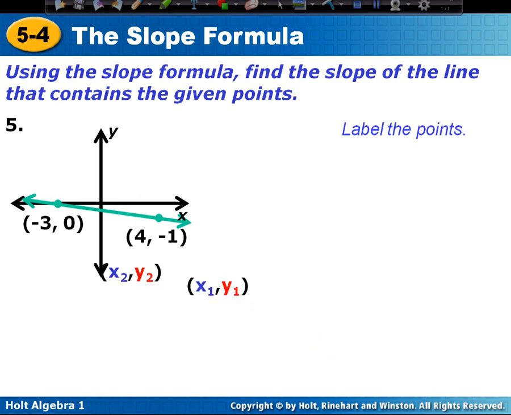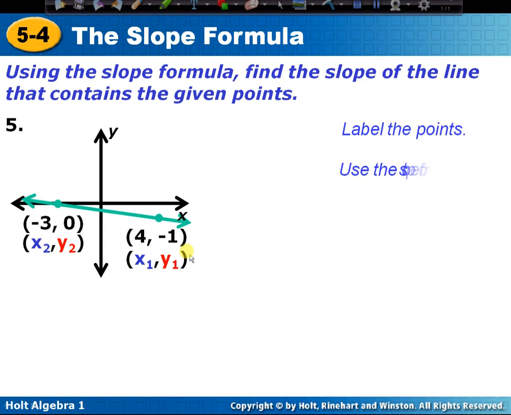All right, here's number 5. Again, we're given 2 points from this graph, negative 3, 0, and 4, negative 1. So we're going to label those. And again, here I'm going to show you that it doesn't matter which one. This time I labeled this one down here x1, y1, and this one x2, y2. Could have very easily switched those, but again, just make sure you label them. Pick one of them to be your first point, one of them to be your second point.